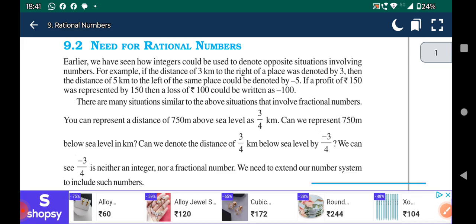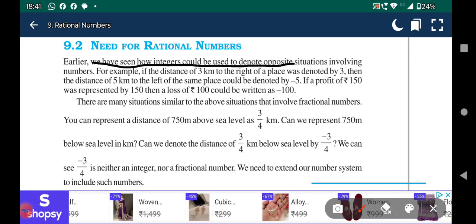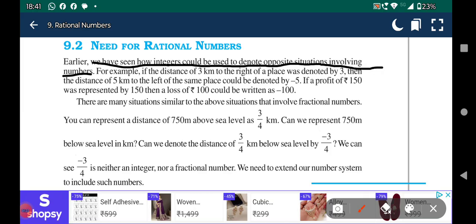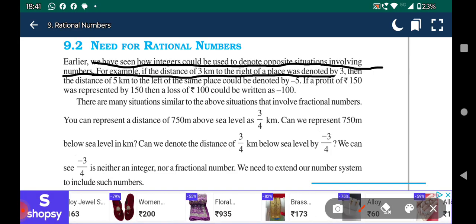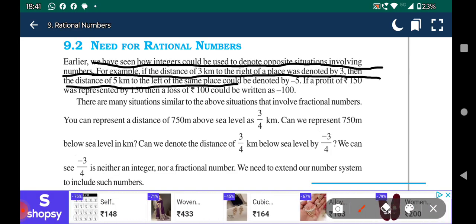Need for rational numbers. Earlier, we have seen how integers could be used to denote opposite situations involving numbers. For example, if the distance of 3 km to the right of a place was denoted by 3, then the distance of 5 km to the left of the same place could be denoted by minus 5. If a profit of 150 rupees was represented by 150, then the loss of 100 could be written as minus 100. There are many situations similar to the above that involve fractional numbers.